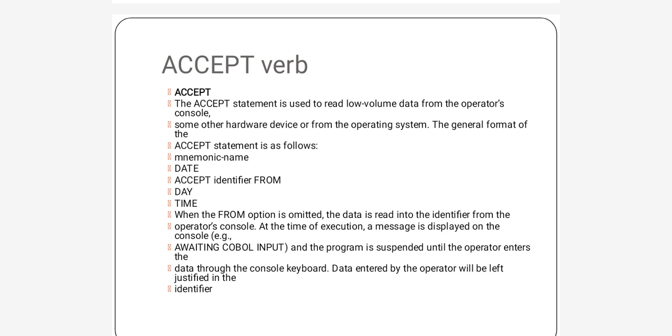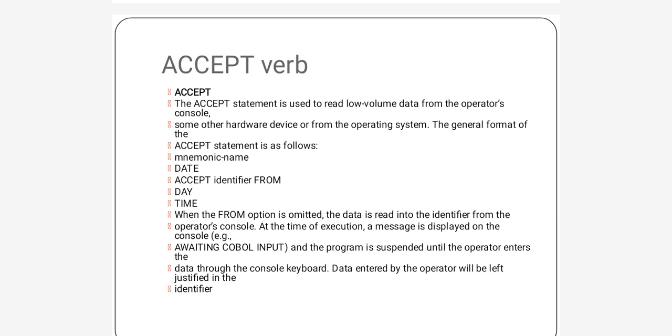We have a general format for this. The general format is: ACCEPT identifier FROM mnemonic-name, or DATE, DAY, TIME. Sometimes the FROM option is omitted when the data is read into the identifier from the operator's console. At the time of execution, a message will be displayed as awaiting COBOL and the program is suspended until the operator enters the data using the console keyboard. Data entered by the operator will always be left justified in the identifier.